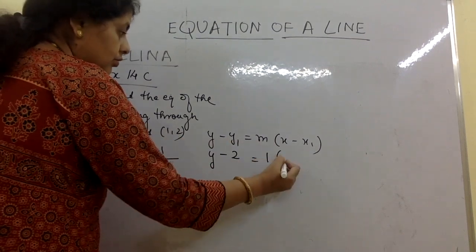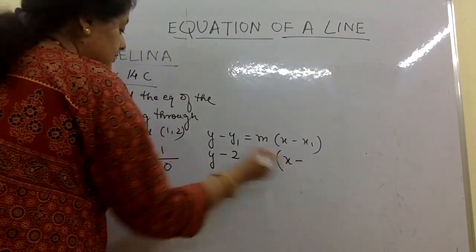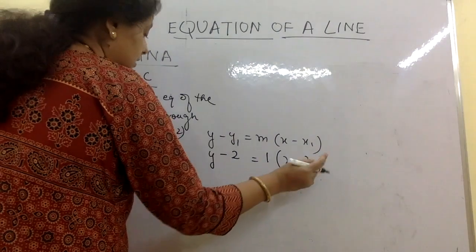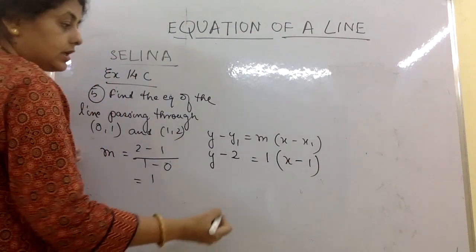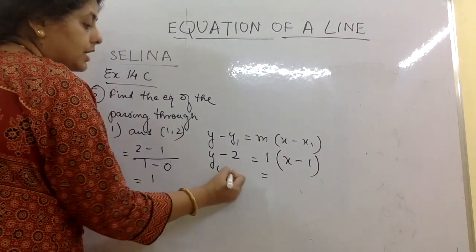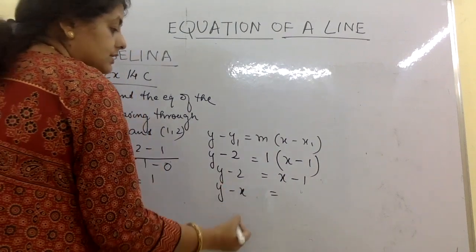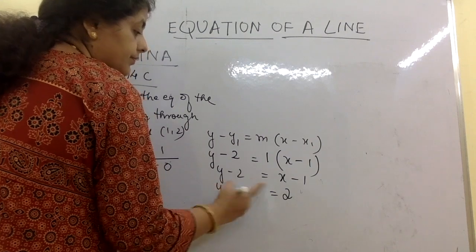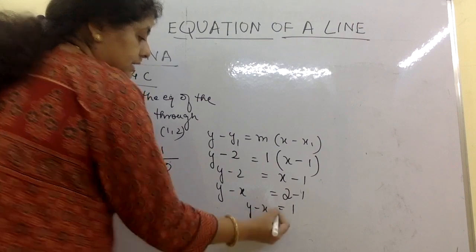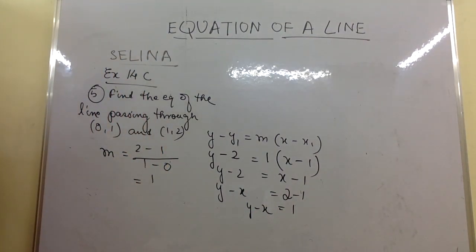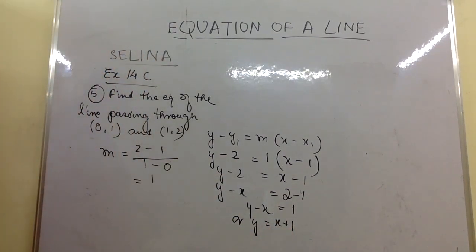Now the m value I know. For x, don't substitute a value, leave it as only x minus x1. x1 is this, which is 1. Okay, so now y minus 2 is x minus 1. My final equation is y minus x is 2 minus 1, which is 1. y minus x is equal to 1, or y is equal to x plus 1 is my final equation.